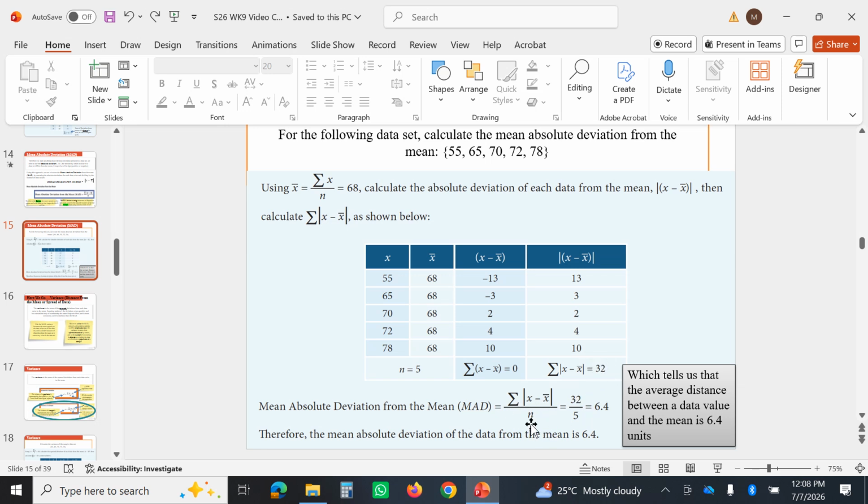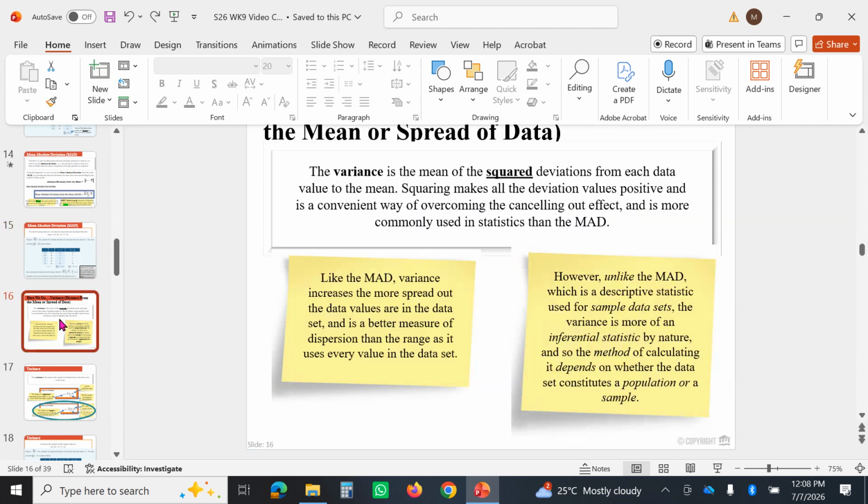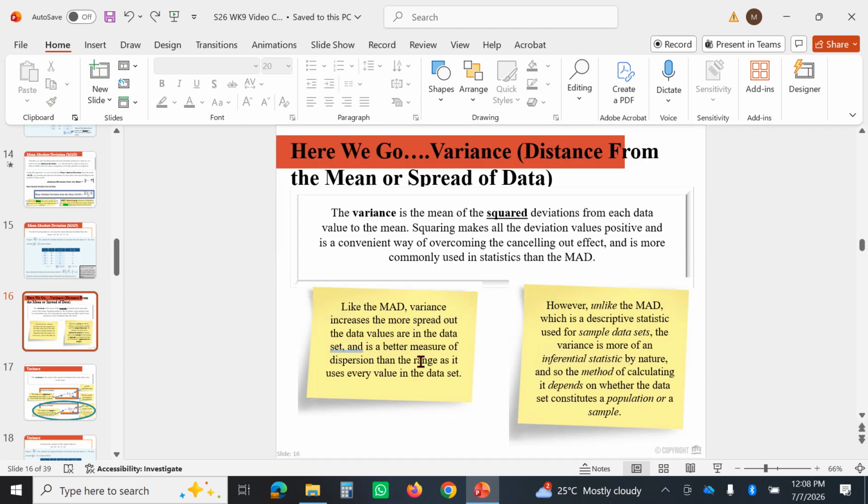Divided by n, which in this case here, the average distance from the mean, according there to the MAD, is 6.4. And therefore the mean absolute deviation of the data from the mean is 6.4, which tells us that the average distance between a data value and the mean is 6.4. So there is some space, generally speaking, between the mean of the data and the average data point. Okay? We'll come back to that there.